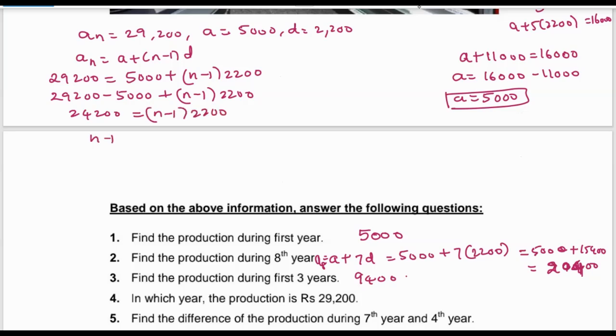So n minus 1 will be 24,200 divided by 2,200. The zeros and zeros get cancelled. 22 ones are 22, 22 twos are 44, and again 22 ones are 22. So n minus 1 will be 11, so n will be 11 plus 1, that is 12. So in the 12th year the production will be 29,200.